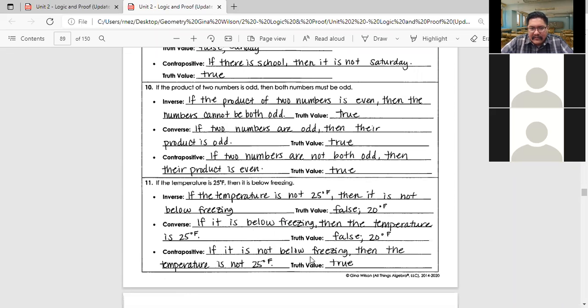Contrapositive: if it is not below freezing, so again, going from the converse, they add the word not in both statements. Whereas this one says it is below freezing, then the temperature is not 25 degrees. So we know it's not below freezing, so the temperature can't be 25 degrees. And that's true because, well, I don't know, just leave it at that. Sorry, I'd probably mess it up trying to explain it. I really need to brush up on my science stuff.